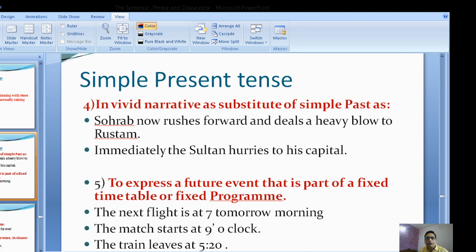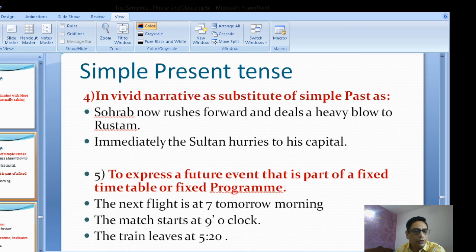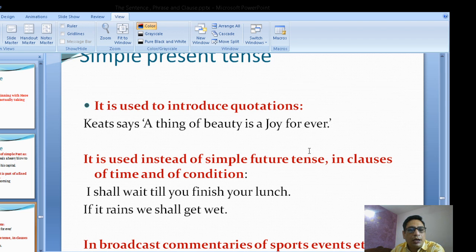And the fifth one is, of course, the replacement of a future event which is already a part of the fixed timetable. जब timetable fixed है, वो बन चुका है, उसके बारे में जो बोल रहे हैं, these are the 5 conditions. Apart from that, I gave you 2 more conditions. Now what are these 2 more conditions? The first condition that I gave you was used to introduce a quotation.